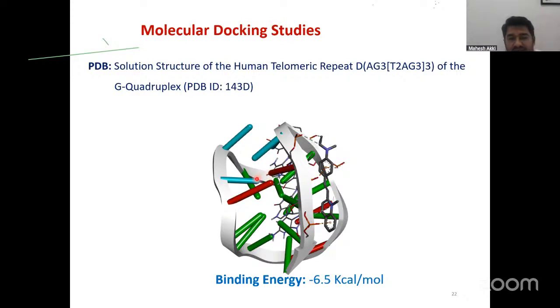Here predominantly pi-anion interactions were observed between the aromatic sites of the ligand and the negatively charged guanine moieties. Collectively, these interactions suggest that the ligand adopts a groove binding mode of interaction with the G-quadruplex, which is stabilized by predominantly pi-anion contacts with supporting hydrophobic and hydrogen bonding contributions. The binding score was around 6.5 kilocalories per mole.